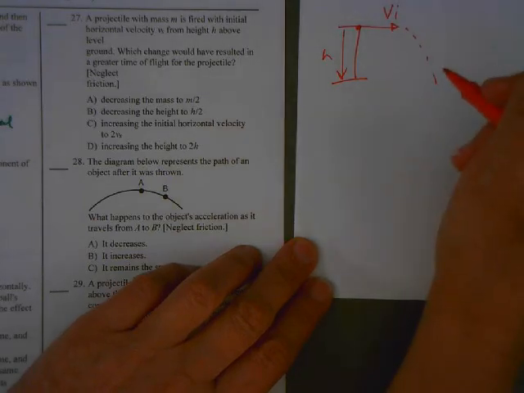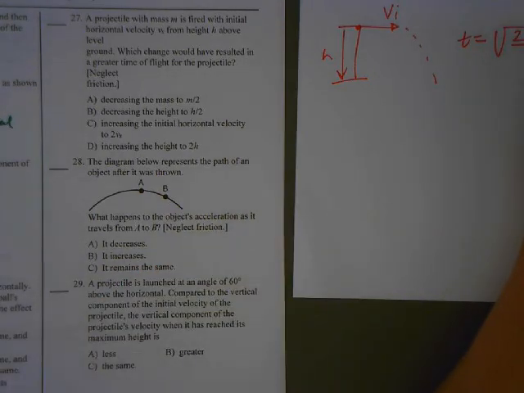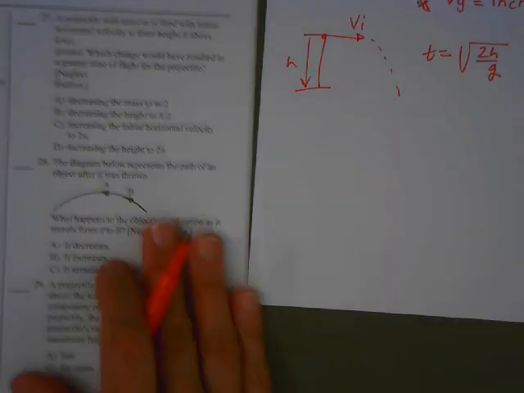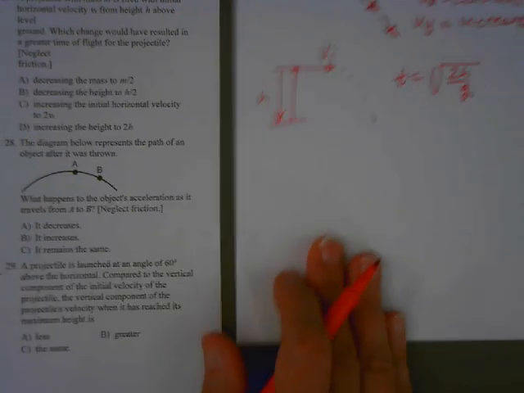and it has a horizontal velocity like this, and it's a certain height above the ground, if we look at the equation for this, we know that t is equal to the square root of 2h over g. So as h increases, t increases as well. How did I get this equation? I got this equation from using my equations for projectile motion.